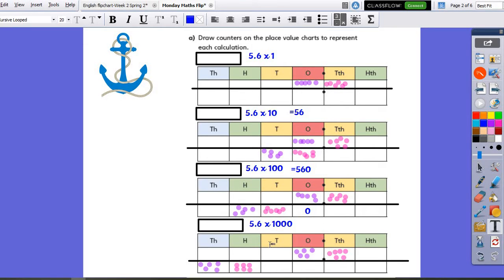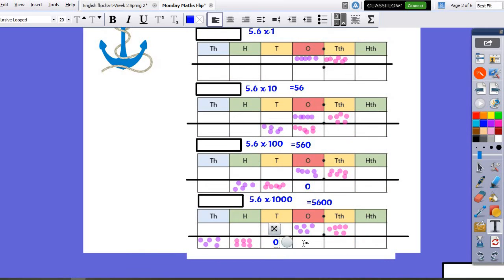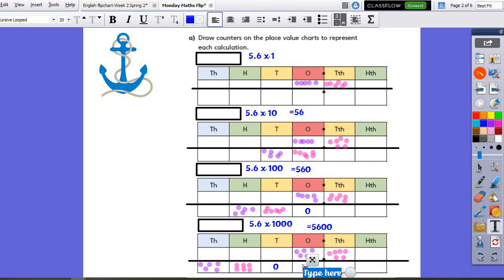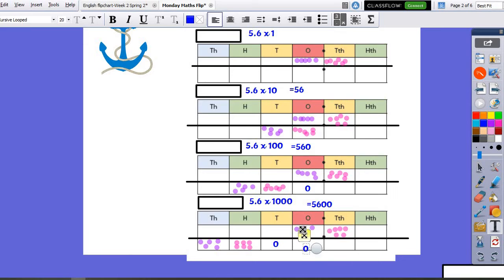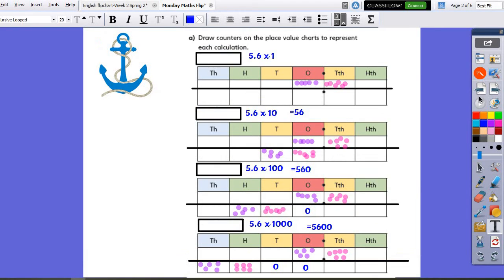And then here we've got 5.6 times 1,000, so it equals 5,600, and we've got 2 placeholders, 0 and 0. Okay, so hopefully that's helped you understand a little bit more, but you should be confident now with that.